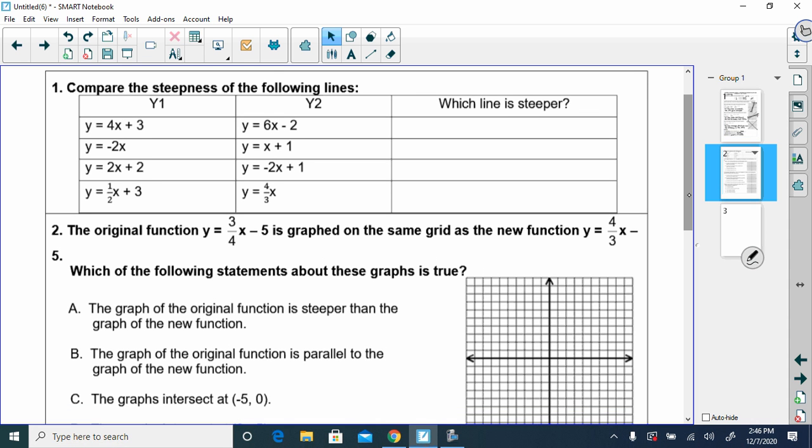So it says to compare the steepness of the following lines. Well, you guys just told me the steepness is determined by the slope, right? The bigger the slope, the steeper it is. So, in y1, my slope here is, and in y2, so which one's going to be steeper? The 6. So y2.